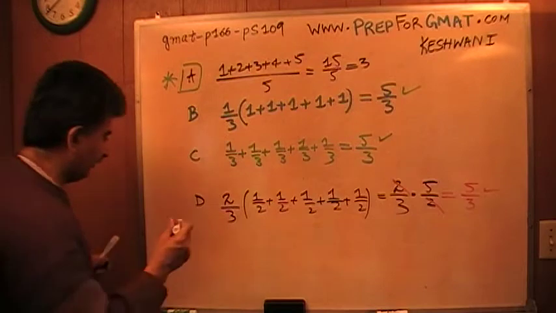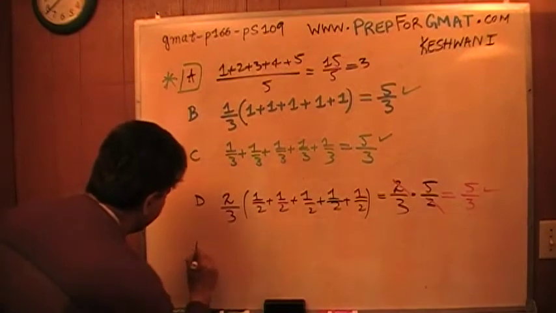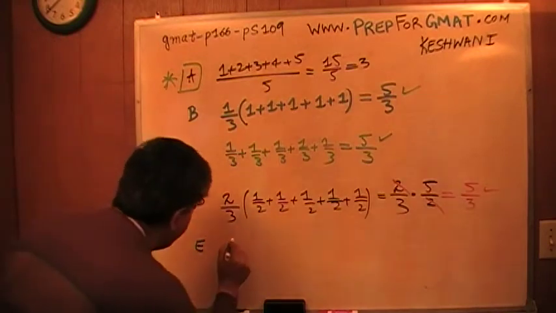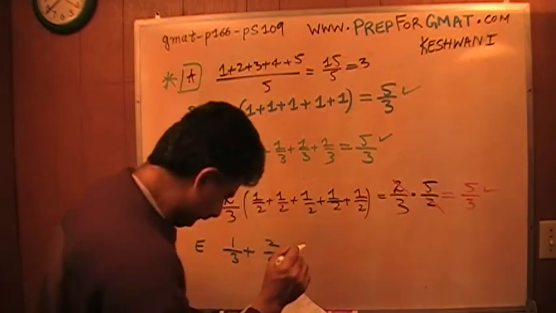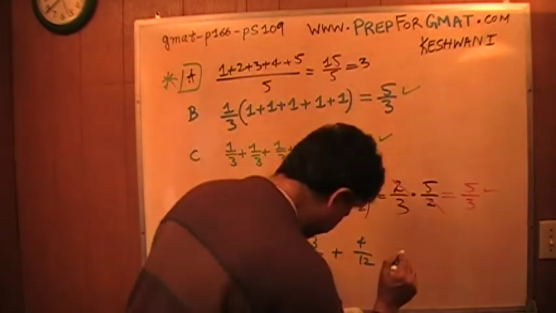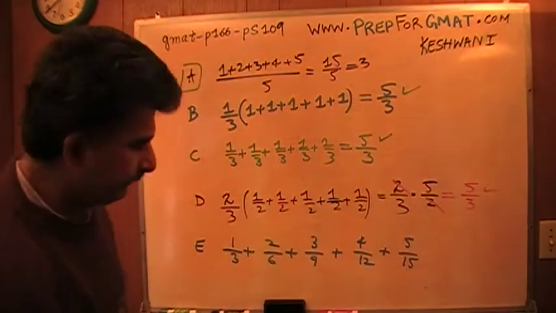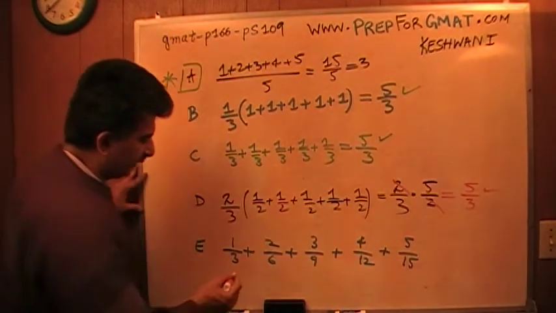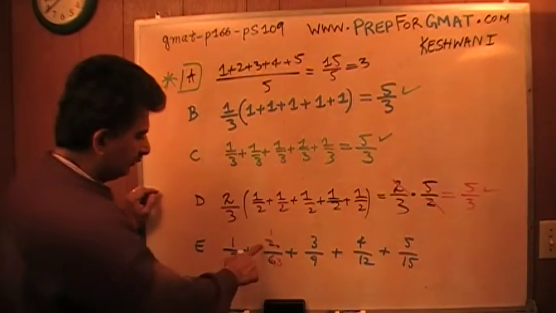Let's look at the very last one, just to satisfy your curiosity that it is in fact going to come out to be 5/3. E is interesting. It says 1/3 plus 2/6 plus 3/9 plus 4/12 plus 5/15. Let's take a look. Can I reduce 2/6? Of course I can. I divide top and bottom by 2, and I end up with 1/3. So 2/6 is the same as 1/3.